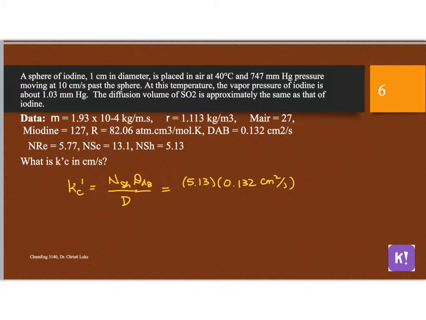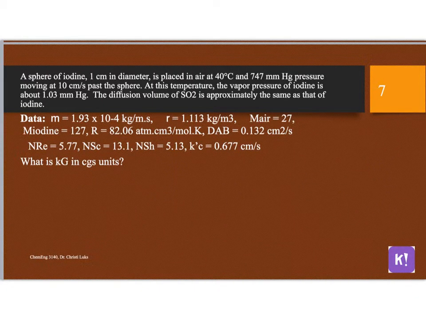Now this time I chose to work with it in centimeters squared per second because I could use D in centimeters. And in this case, I get 0.677 centimeters per second. Now that's Kc prime. And that's what I could use to figure out the flux if my units are in concentration units.